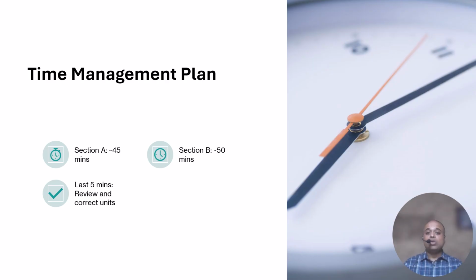Now let's break down how to tackle short answer questions in section A. These are typically 2 to 4 marks, and while they look simple, they can make or break your momentum. Here's the strategy I want you to follow.